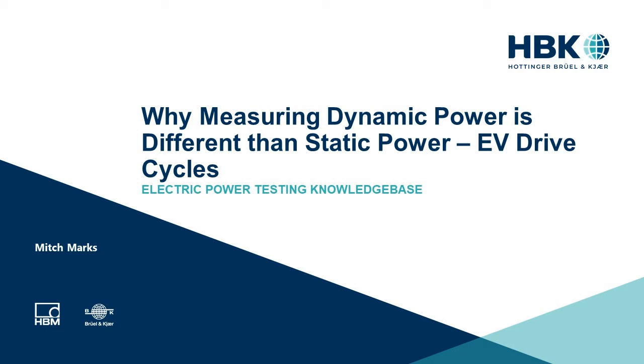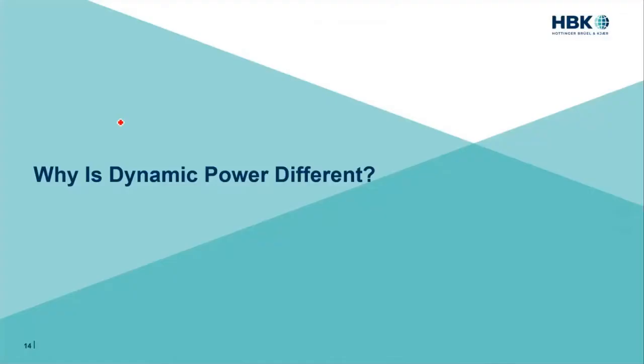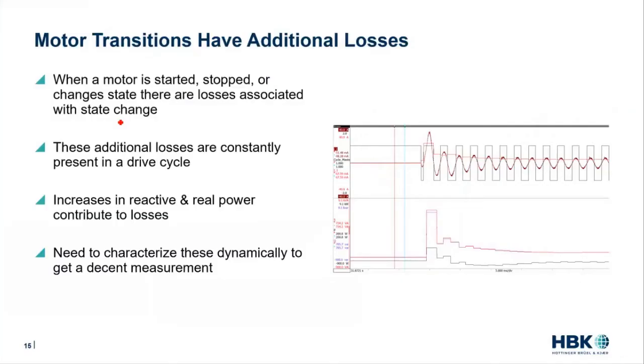So I've mentioned dynamic power a couple times now, and I'm going to go into challenges of running these different tests, but I think we need to have a little bit of an understanding of why dynamic power is different. And I have a single graphic that I think illustrates this really well. So when we're running these drive cycles, our speed is constantly increasing, decreasing, starting, stopping. We get this profile. Why is this different than a steady state measurement?